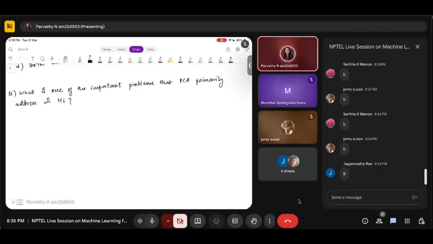So what is one of the important problems that PCA primarily addressed in machine learning?